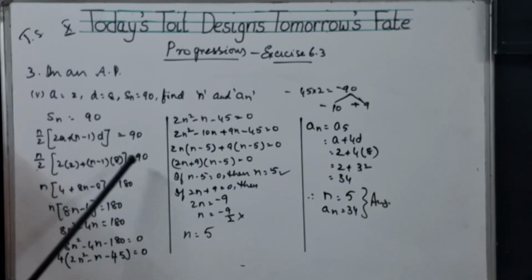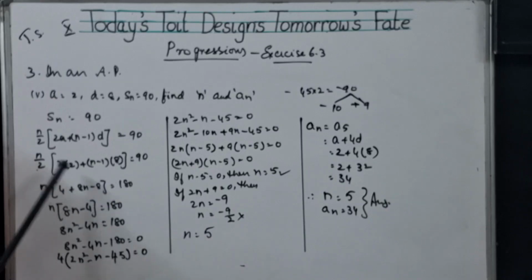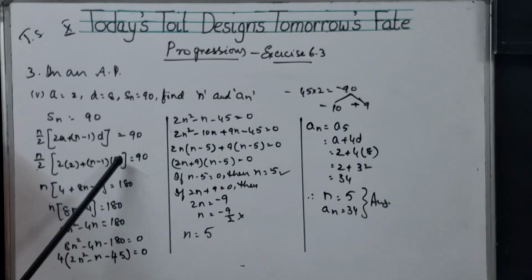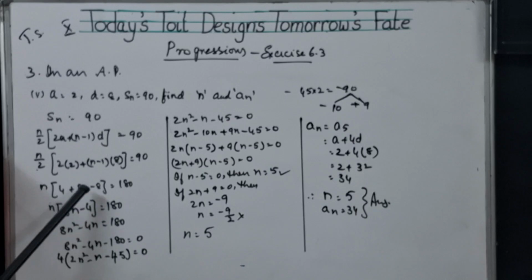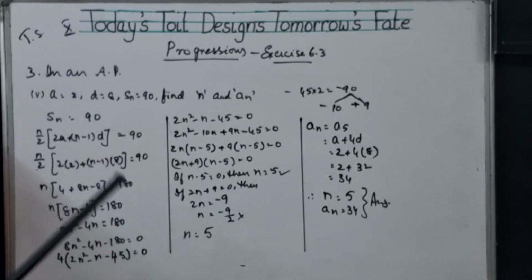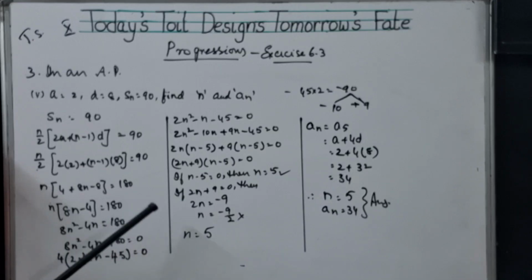2 into division becomes multiplication. So 2 into 90 is 180. So n into 2 2s are 4 plus 8 into n, 8n minus 8 is equal to 180. So n into 8n plus 4 minus 8 is minus 4 is equal to 180. That means 8n square minus 4n is 180. 8n square minus 4n minus 180 is 0.